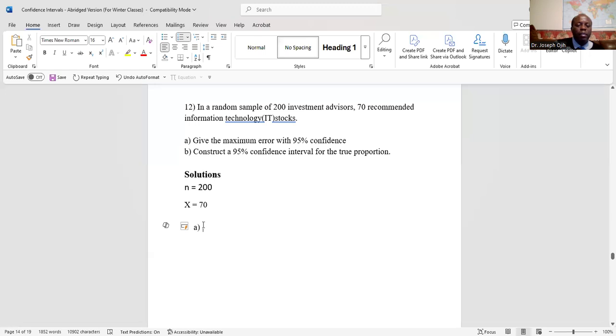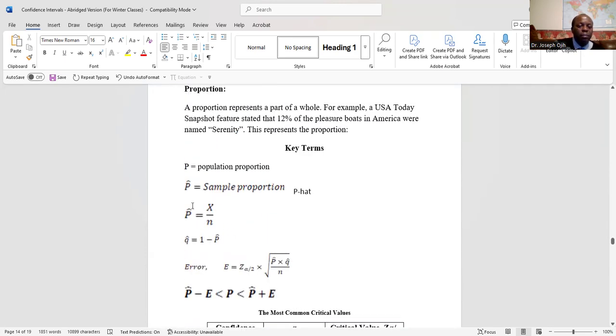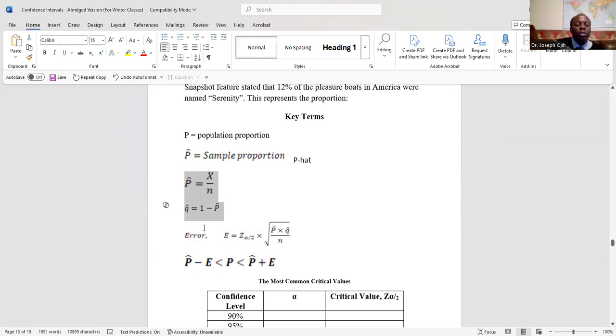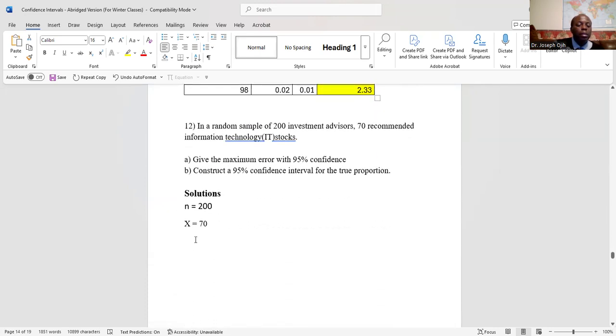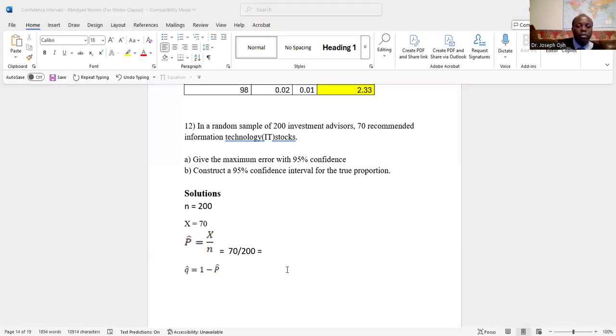So let us get our p hat and q hat. Let me put them down so we can put a number for them. Our p hat is x over n, which is 70 over n, and n is 200. Now you can get this from the calculator. 70 over 200.